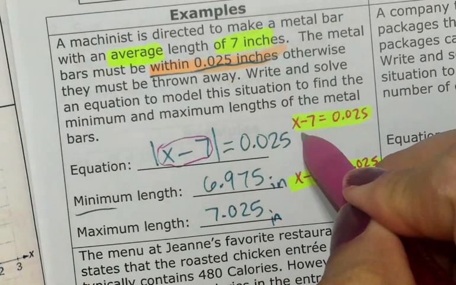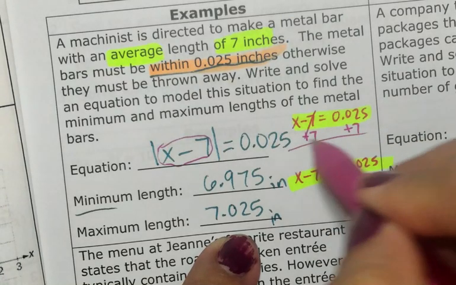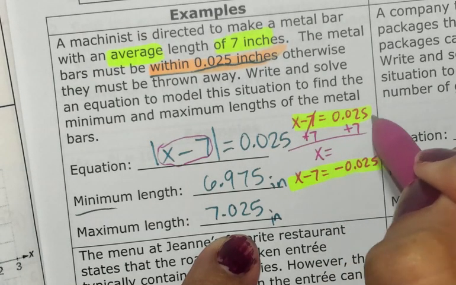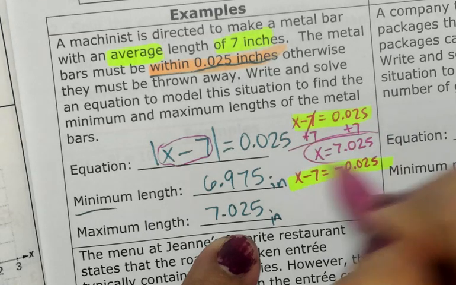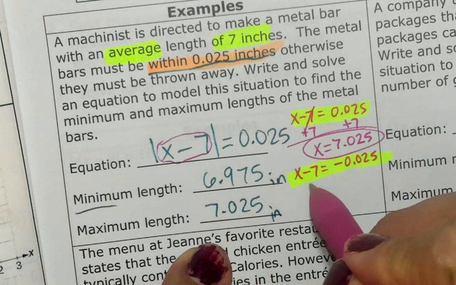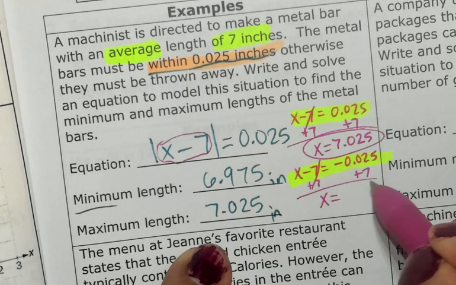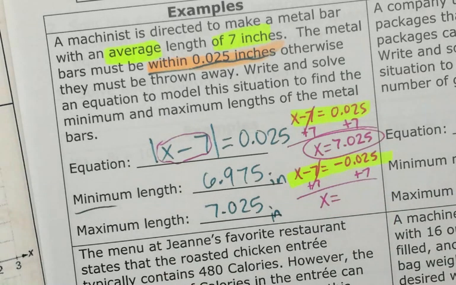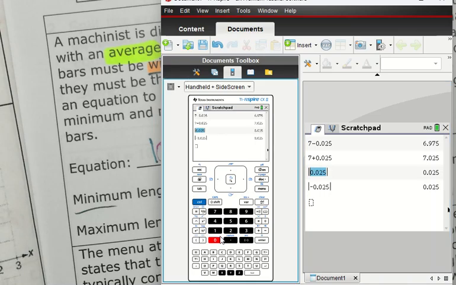For example, x can be solved by adding 7 on both sides. So x equals 0.025 plus 7. And that's how we get this maximum amount. And then if we add 7 as well, negative 0.025 plus 7.